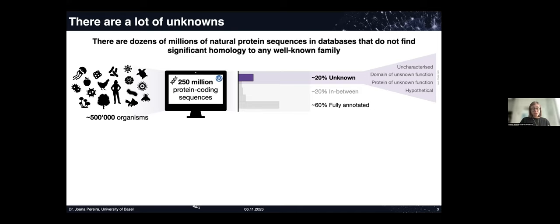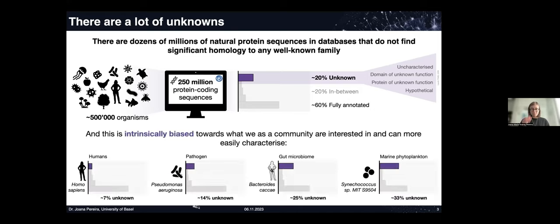And it's large, but it's biased. There's much more we know about specific organisms, or the proteins in specific organisms, than others. So if you look at the human proteome, this little brown purple bar, it goes up to just 7%. Of course, from a human biology perspective, from a medical perspective, it's a relatively large number. It's about 7% of the proteins encoded by the human genome. We don't know what they do.